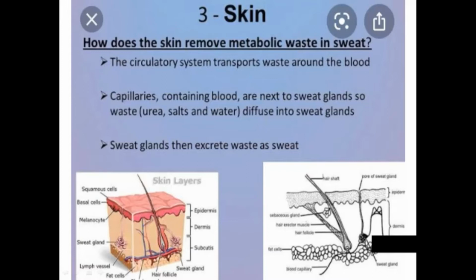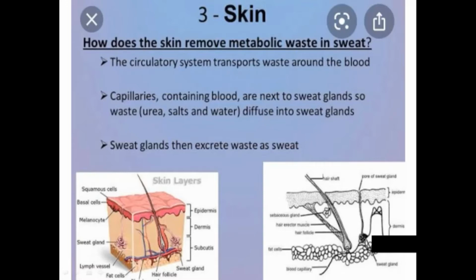So once more I will tell you, the circulatory system transports waste through the blood, and the sweat glands present in the skin have capillaries near them. Those circulatory capillaries contain urea, salt, and water, all of which are waste present in our blood. From the blood, this waste will diffuse into our sweat glands, and the sweat glands then excrete the waste as sweat.